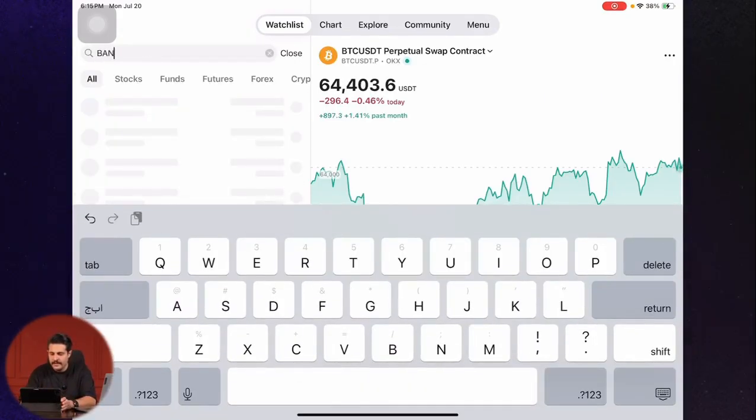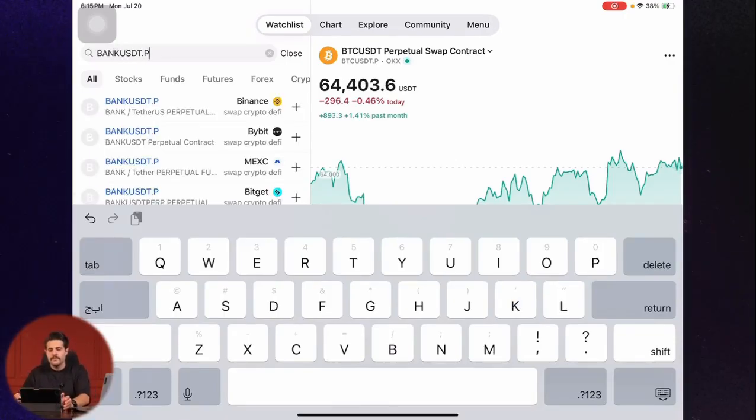Bank USDT.P. Why .P? Because I want to trade coins that are listed on perpetual futures on exchanges, right? We're going to have a futures trade. I'm a day trader. We're not just going to have a spot trade, although this data can also be used for spot trading, but only for buying. Well, I'll add the Binance chart for Bank to my watch list.